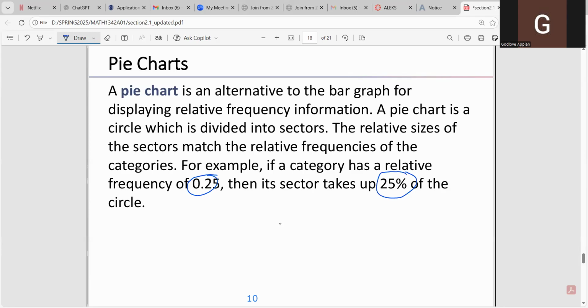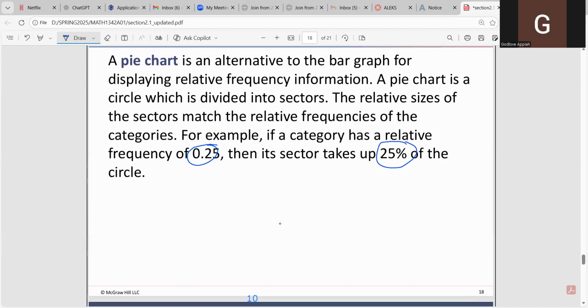With that being said, let's see if we can construct a pie chart for the credit card data set. I'm going to have the relative frequency distribution for that data: the credit cards and then the relative frequencies. Like I said, a pie chart is based off of relative frequencies. I have MasterCard, Visa, American Express, and Discover. The relative frequencies are 0.22, 0.46, 0.18, and 0.14.